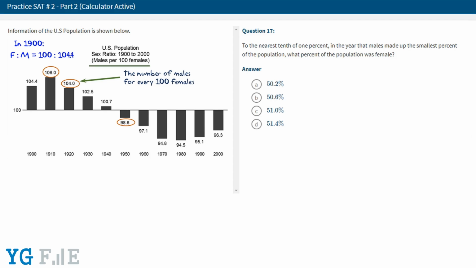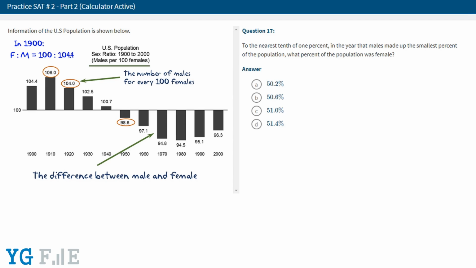And what do this upward bar and this downward bar tell us? They tell us the difference between the female population and male population for every 100 females. For example, in 1910 the ratio of females to males is 100 to 106. It means that for every 100 females, the difference between males and females is 6 people.